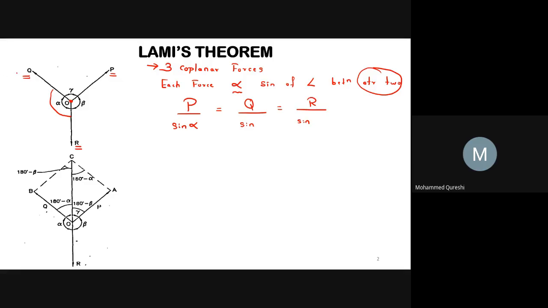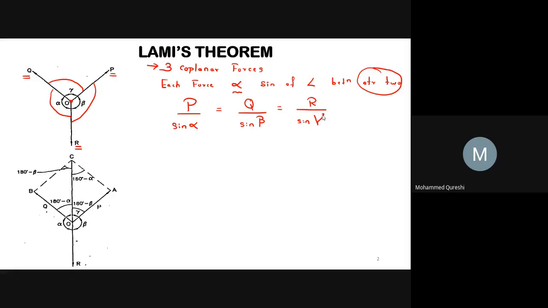Second is Q. So Q force is proportional to the sine of angle between the other two, meaning this angle. So Q upon sine beta, and R upon sine of angle between the other two, meaning here gamma. So this will be your gamma. This is your Lami's theorem. If three coplanar forces P, Q, and R act at a point B in equilibrium, then each force is proportional to the sine of angle between the other two.